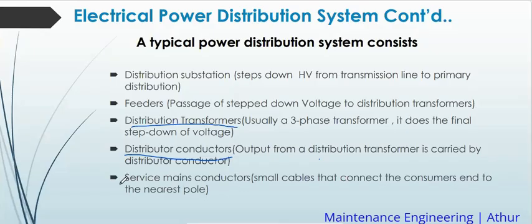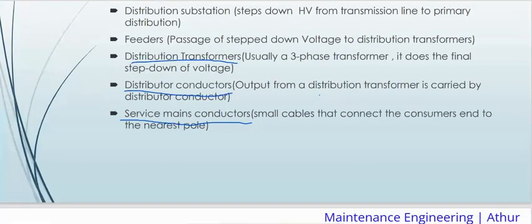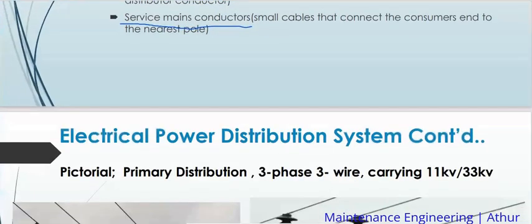Those who have worked with distribution companies, in the layman's language, it is called the solder wire. You will hear people call them solder wires. These are service main conductors that connect now from the pole to the building. I'm explaining all this because there is no way you can do maintenance when you don't have a clue on what you are maintaining.